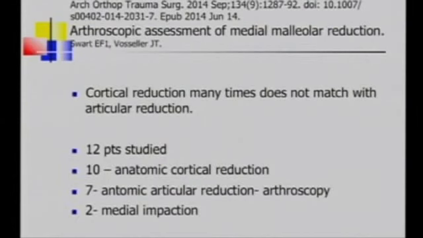And look at this paper, again a recent paper which talks about cortical reduction. They studied only 12 cases, but when the cortical reduction was anatomic, still in 7 cases when they did arthroscopy, they found the reduction was not anatomic, and in fact in 2 patients they found medial impaction. So do not reduce the medial malleolus only by cortical reduction; you also need to see the shoulder of the joint, and they are advocating arthroscopy. Of course we don't do it, but direct visualization is very important.